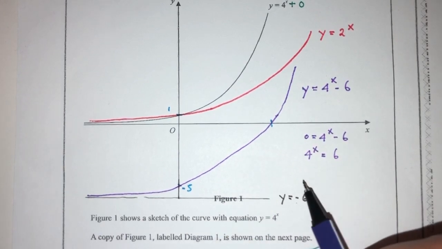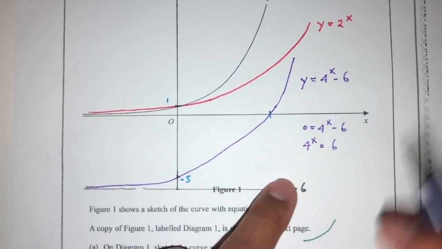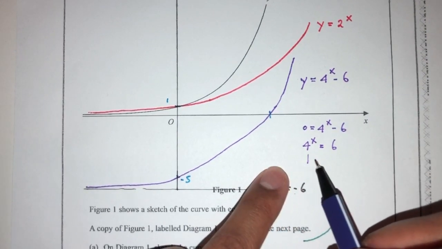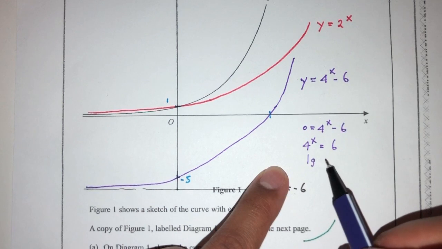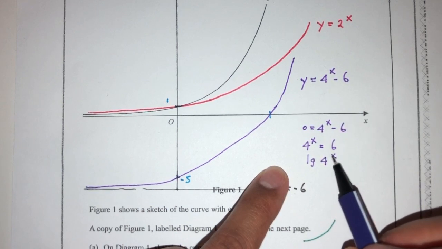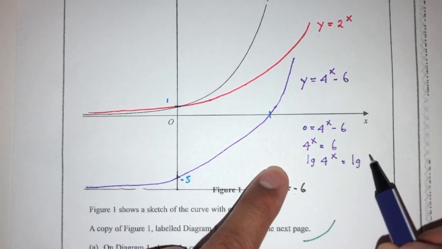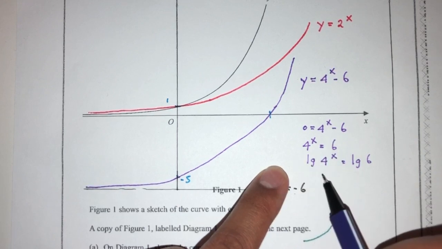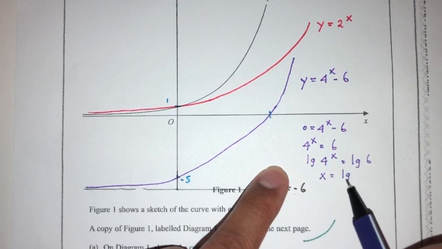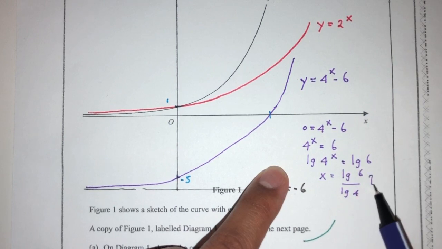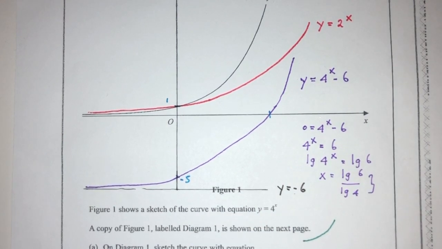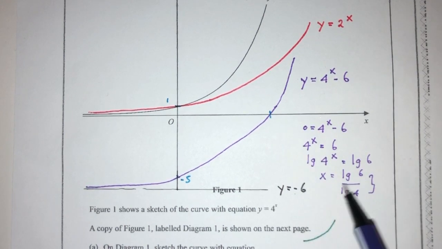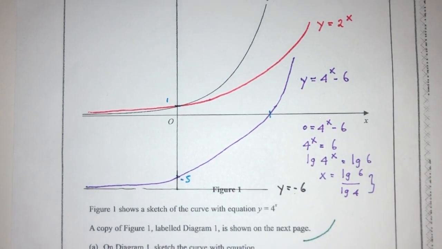In this case, you can apply ln on both sides, obviously. So ln or log on both sides, same thing. Let's do log. Log of 4 power x will be log of 6. You can send this over here, that will be x, and that will be log of 6 over log of 4. Again, you can always simplify this by using the laws of logarithms, but there's no need right now. We just need to show this is the exact value, and we are okay.